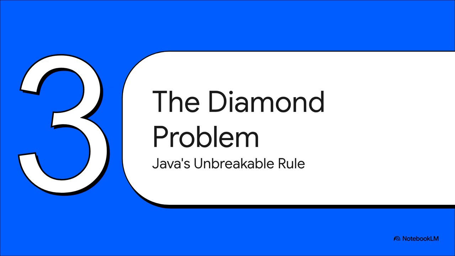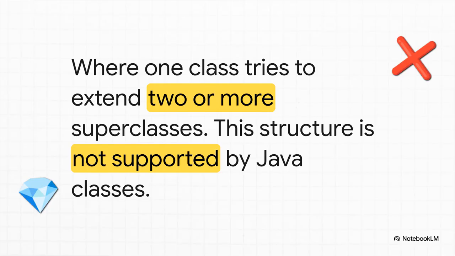This brings us to the infamous diamond problem. So, the forbidden structure is called multiple inheritance. This is where one class tries to inherit from 2 or more parent classes at the same time. You end up with this diamond shape in your diagram, with a child class at the bottom trying to pull features from 2 different parents above it. And as you might guess, this can create a major conflict.